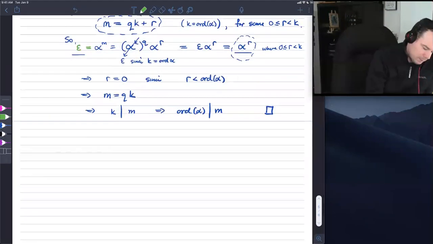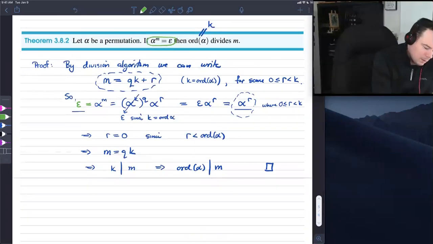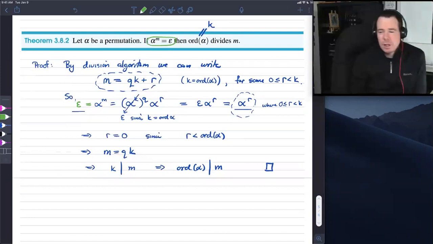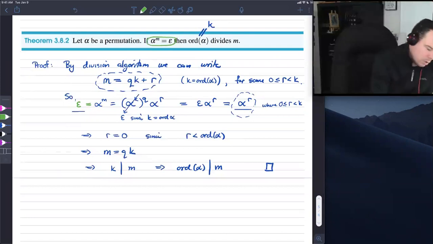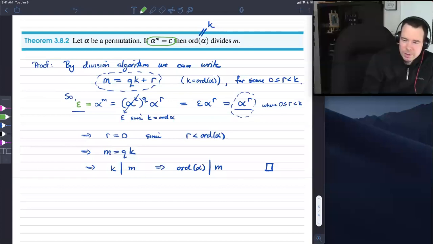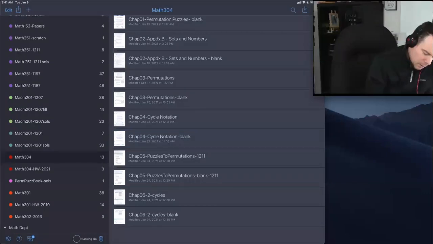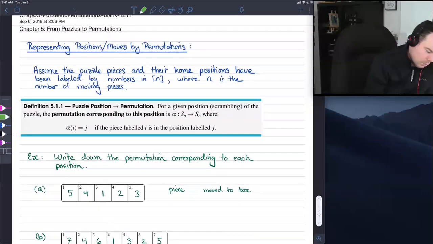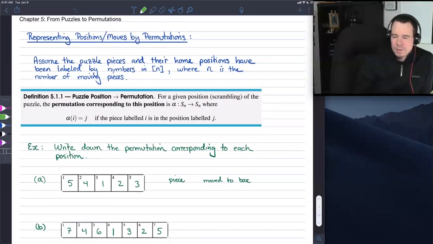Okay, so that takes us to the end of this section on cycles. You've got all the information now to work through all of the questions on the homework assignment. There were just a couple of things at the end here which you probably needed, and now we've got those. So the next thing I want to do is get to our puzzles again.